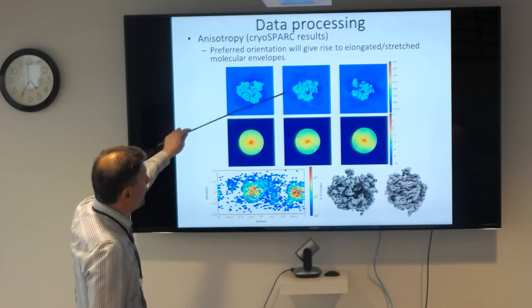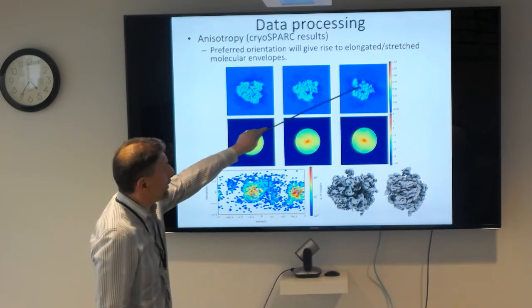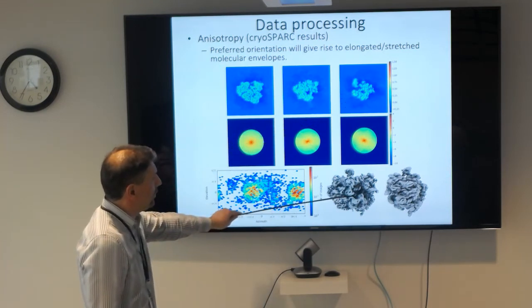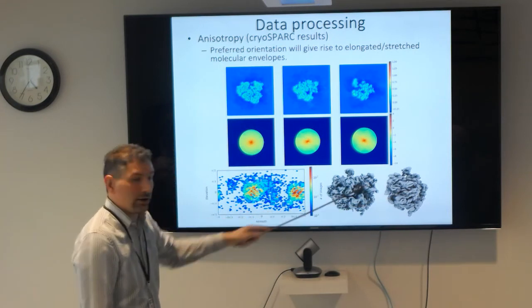Okay, and then you also see that in the elongation of the density as well, right? So here everything looks good, and here you can see that the density is elongated.